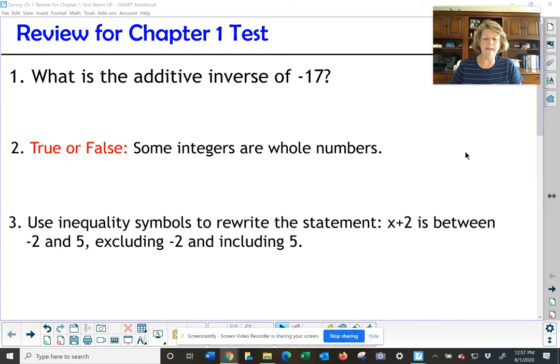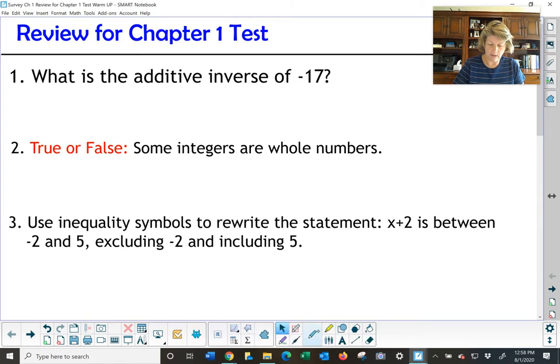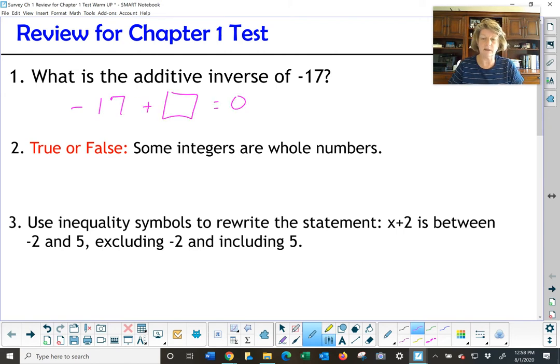Going back over, what is the additive inverse of negative 17? Well, we were looking for a number that when added to negative 17 makes 0. So let me get my pen going here. I'd have negative 17 plus something that equals 0. And indeed, that something would be 17. So 17 is the additive inverse.